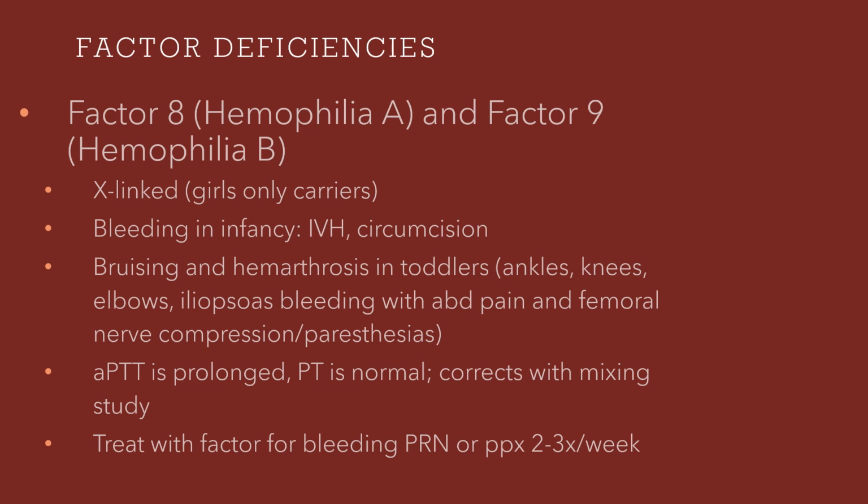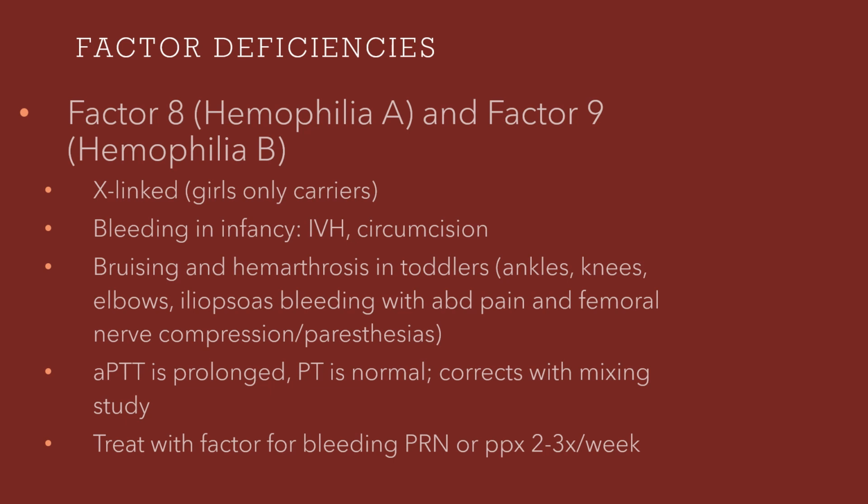And then in older children and toddlers, we'll see these deep bleeds of bruising and hemarthroses. Most commonly, these affect the ankles, knees, and elbows. Sometimes patients will present with something that looks like more abdominal pain or femoral nerve compression or paresthesias. You would scrutinize the iliopsoas, which is a common bleeding site for hemophiliacs. The PTT would be prolonged for these factor deficiencies, and the PT is normal for the hemophilias.